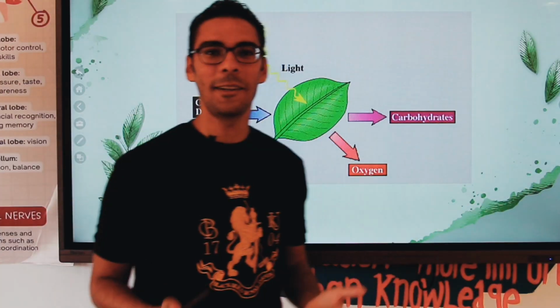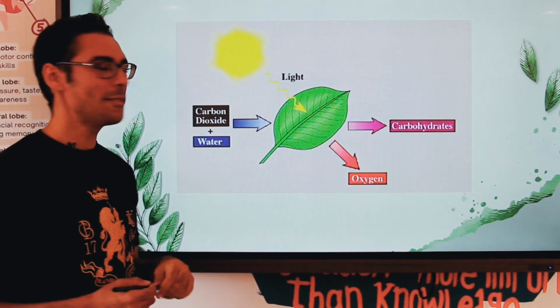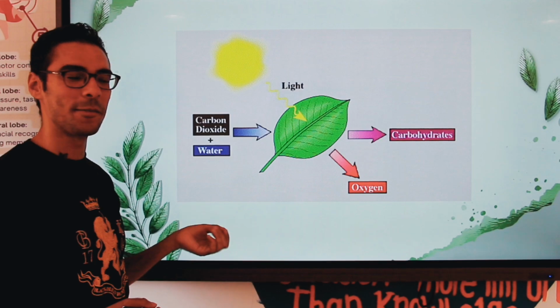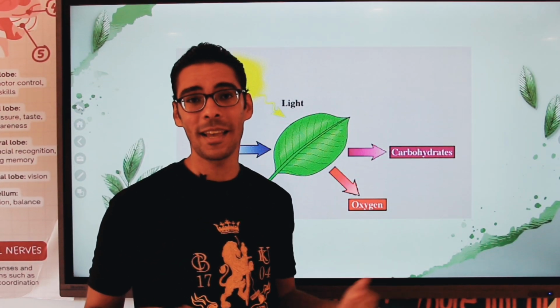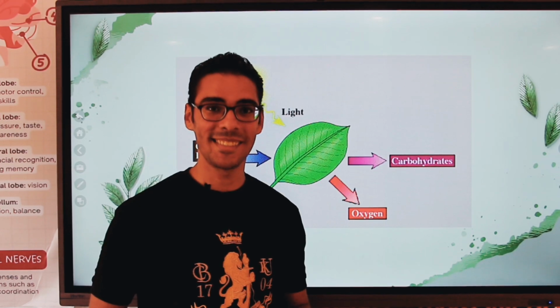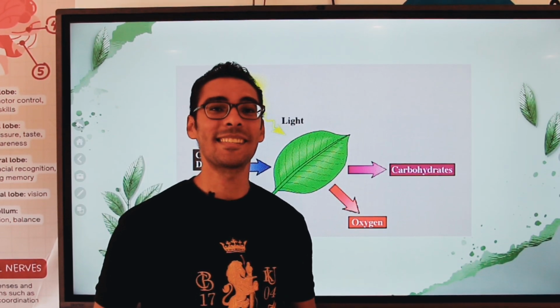So finally, we can understand why the plant leaves are taking light, carbon dioxide, and water to produce oxygen and glucose sugar, because actually this is how the photosynthesis takes place. Let's move to the next challenge.